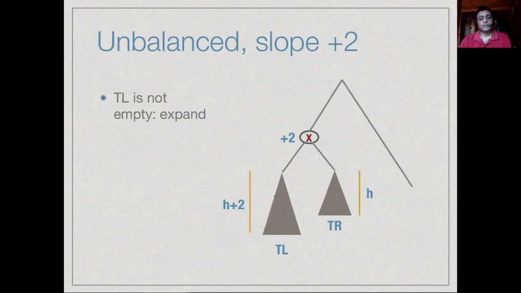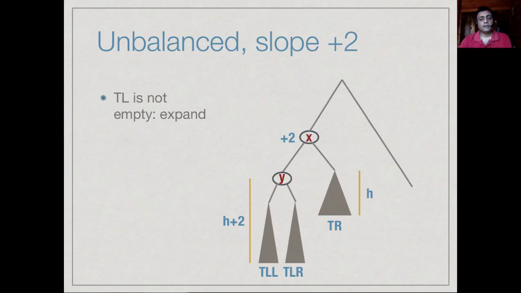Now since the left has height h plus 2, it has height at least 2, since at smallest h can be 0. So there are at least 2 nodes here, and there is at least one node in particular. So we will expand this by exposing its root, and the root will have in general 2 subtrees. So now this whole thing has height h plus 2.